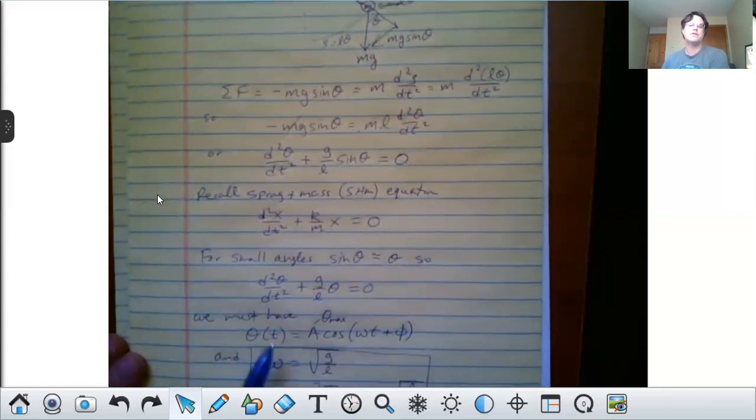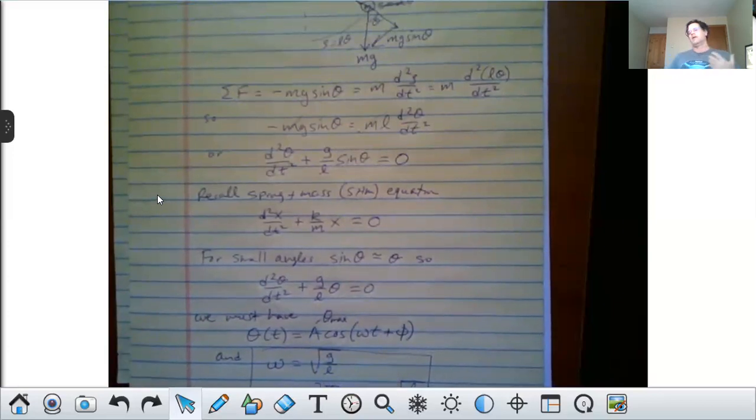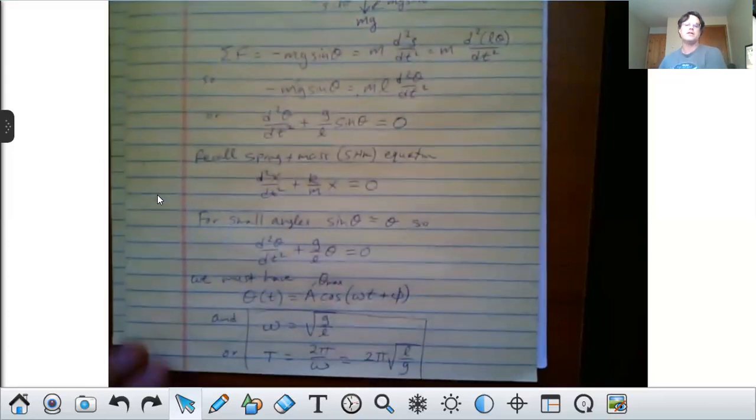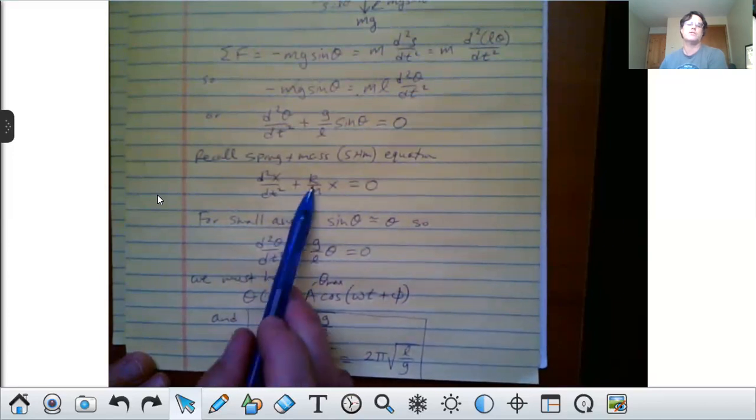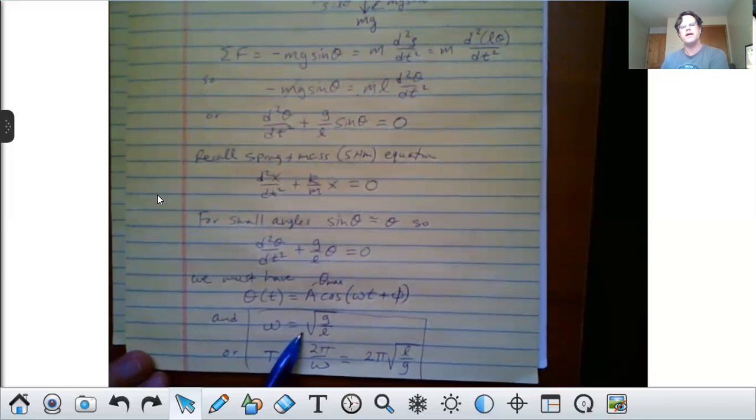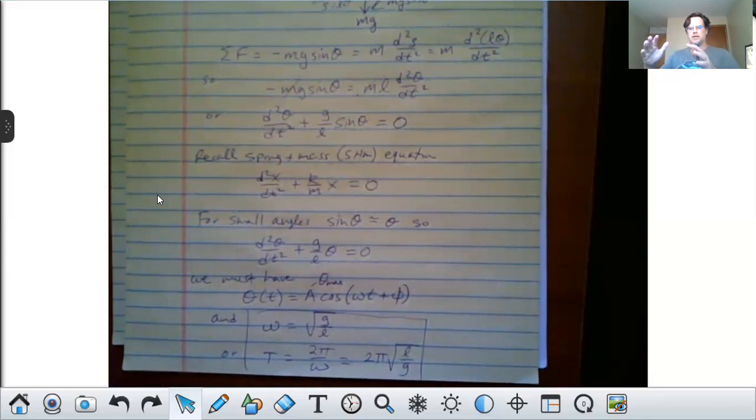So I can see that the solution for theta of t should equal an amplitude, or a maximum angle, cosine omega t plus phi. It's exactly like the x of t for the mass on the spring. I'm just talking about the angle now. And the way I compute the angular frequency is I take the square root of g over L, not square root of k over m. So here's my angular frequency for a simple pendulum that oscillates back and forth with a small amplitude. Now, if the amplitude gets big, it's not quite exactly right. So this is a small amplitude approximation.